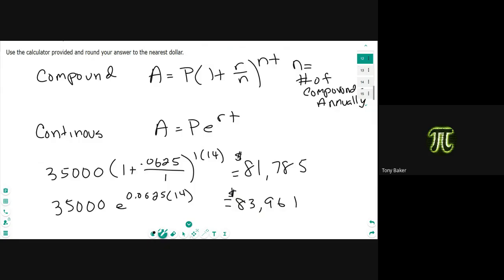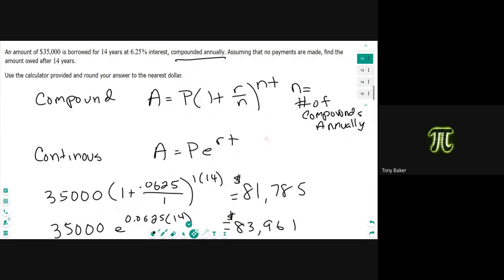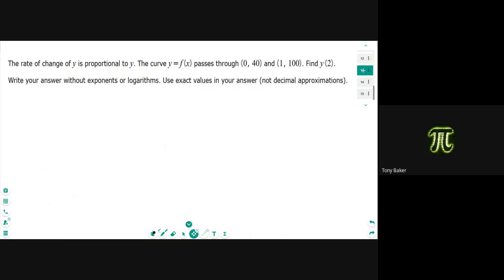So while these problems might look complicated, there really is no calculus in it. The entire reason the section's in the book, and why we actually go over it, is to get you to understand that exponential growth is actually a derivative by its definition. All right. When it says the rate of change of y is proportional to y, that's exponential growth or decay, depending on which direction they're going.